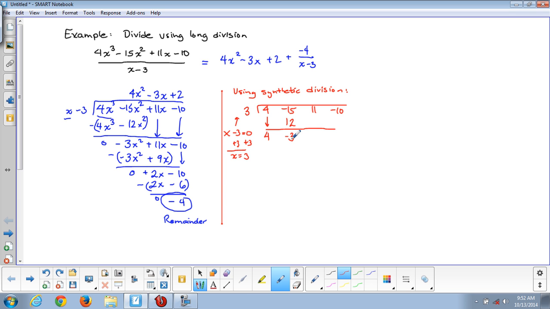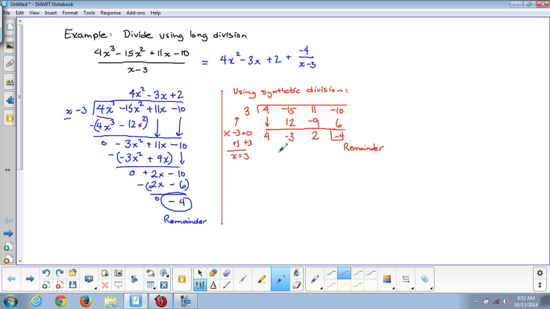All right, so let's just multiply again, reiterate our steps. 3 times negative 3 is negative 9. Add these two, you get positive 2. 3 times 2, you get 6. Add these, you get negative 4. Our last column is what gives us our remainder.